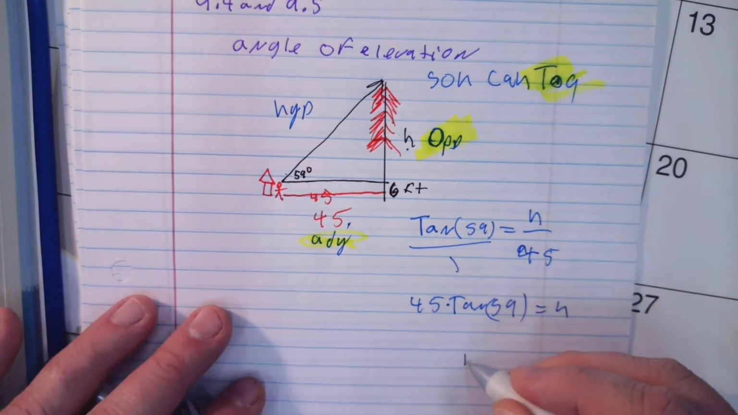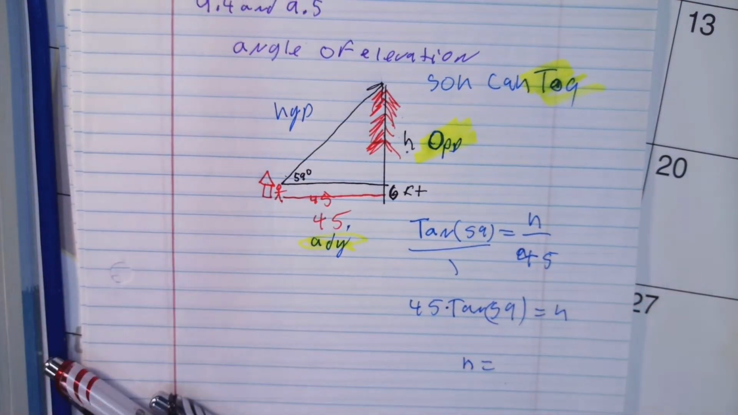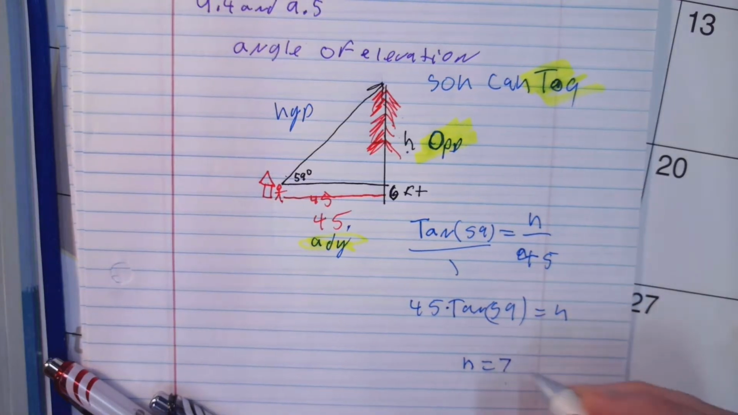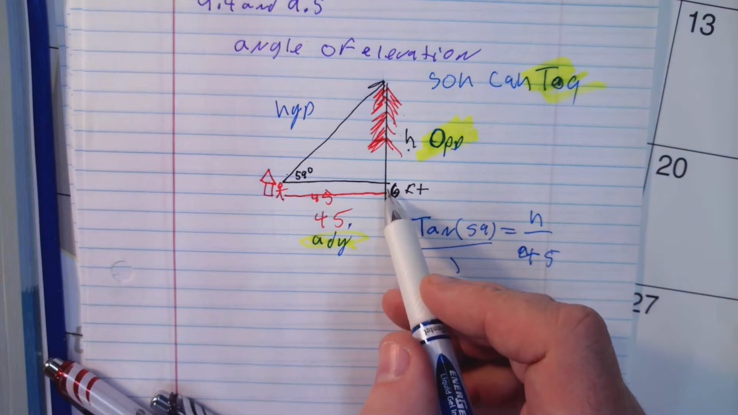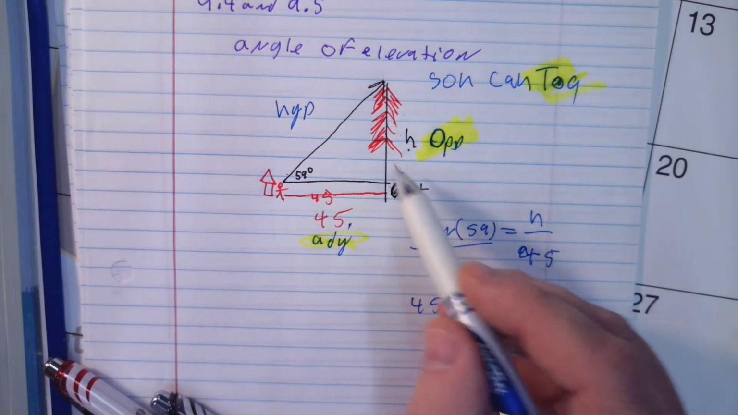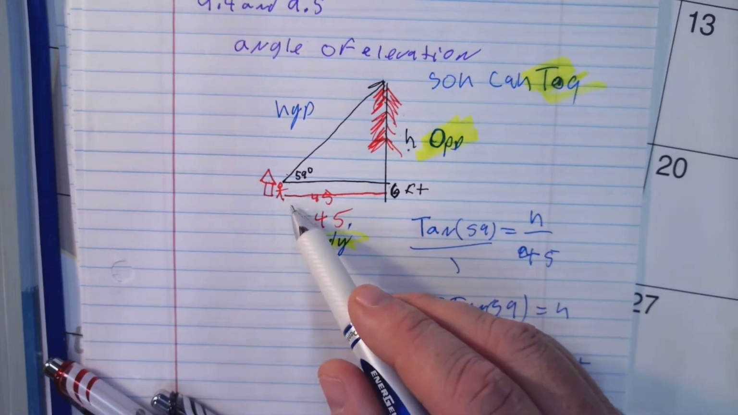So what's H equal? So 45 times tangent 59 equals 74.89? Sure. 74.9 feet. What's it going to do to my house if I cut this wrong? It's going to crush the house, right? Okay, so you're probably going to need to do something different so you don't kill your house.